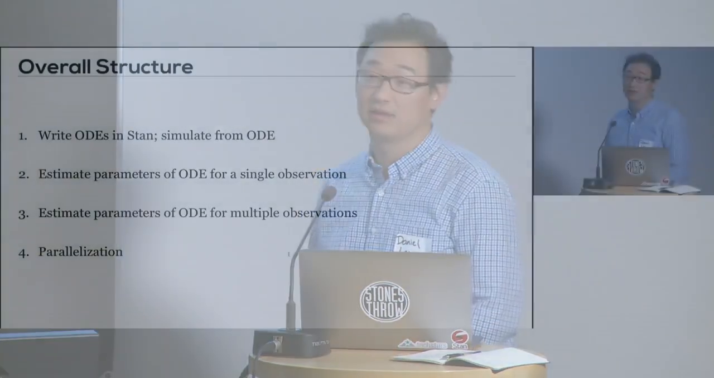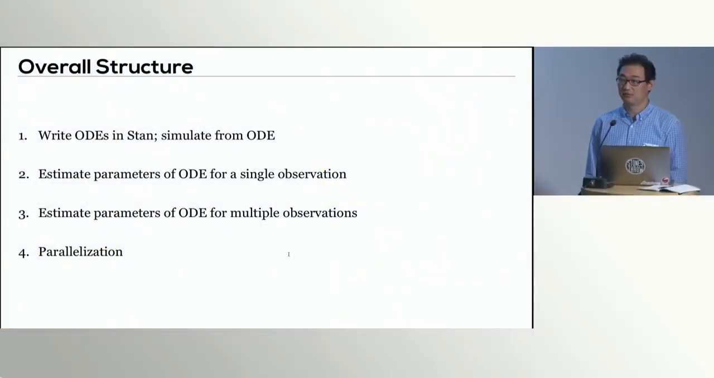So quickly, before we begin, the overall structure. It's going to be pretty fast. We have an hour and a half. What we're going to try to do is four separate things that all build on top of each other. The first is to write an ODE in Stan and simulate from that ODE. The second is to estimate the parameters of that ODE from a single set of observations. Third is to estimate it from multiple sets of observations. And why we want to do that is so we can get into parallelization. I'm assuming a lot of people are curious about how to write things so they can be parallelized. That's where we want to end up. Any questions so far?